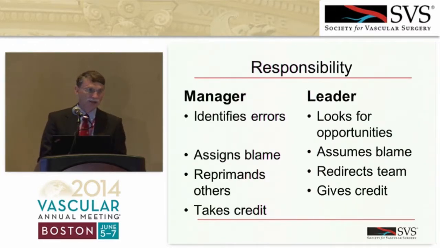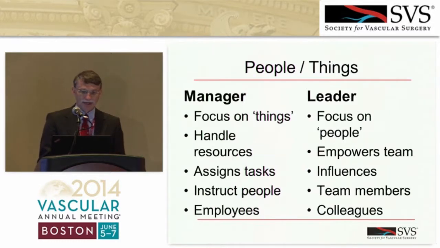As for responsibility for what happens, the leader will look at the opportunity and assume the blame if things don't go well, whereas the manager will assign the blame. They will reprimand others, whereas the leader will redirect their team and give credit to the team. The manager takes credit if things go well and assigns blame if it doesn't.